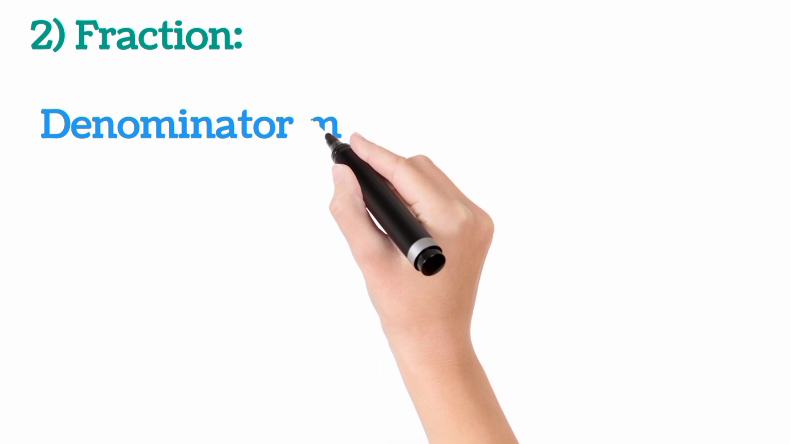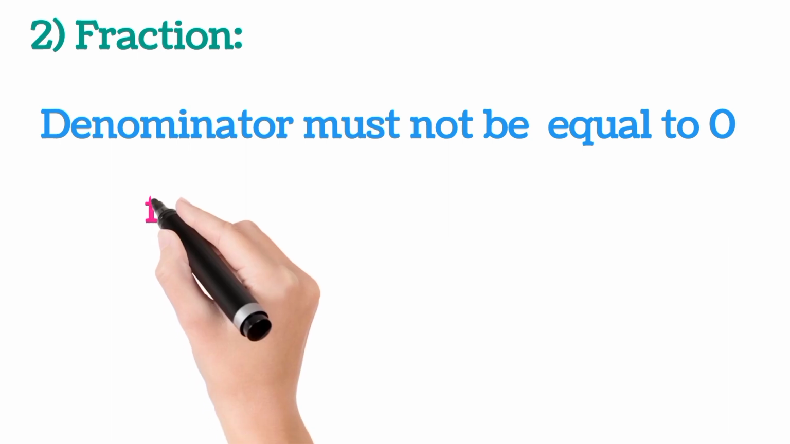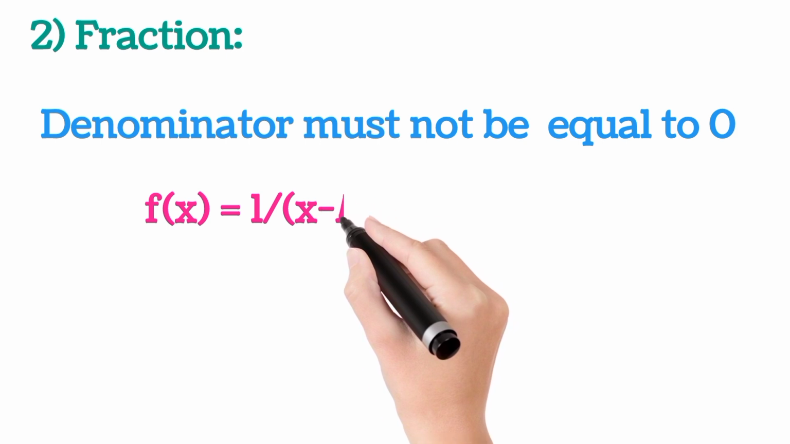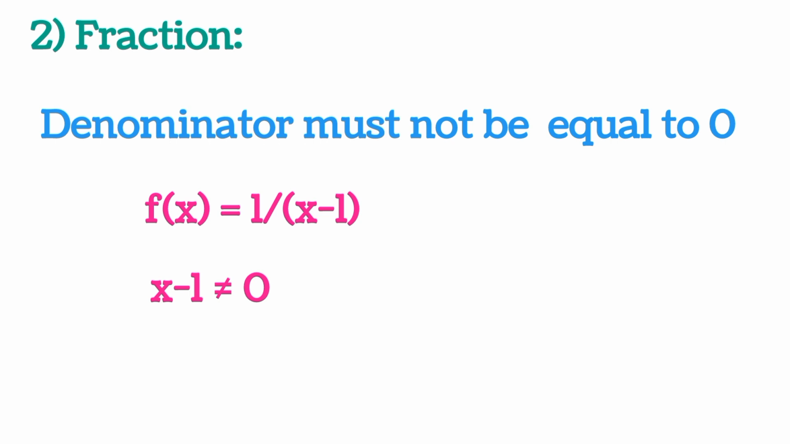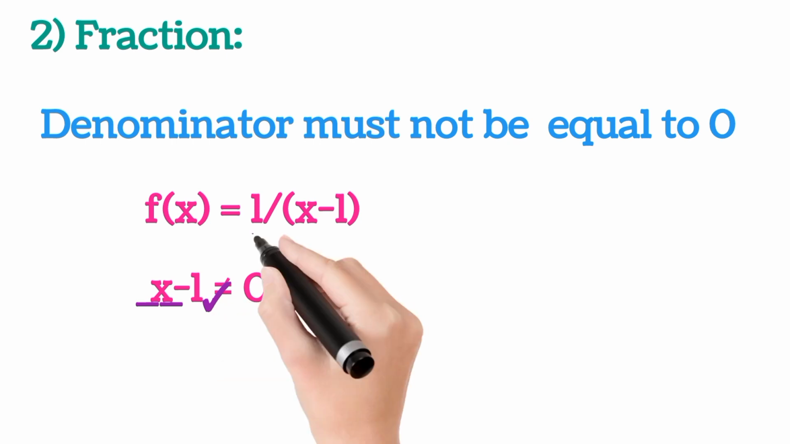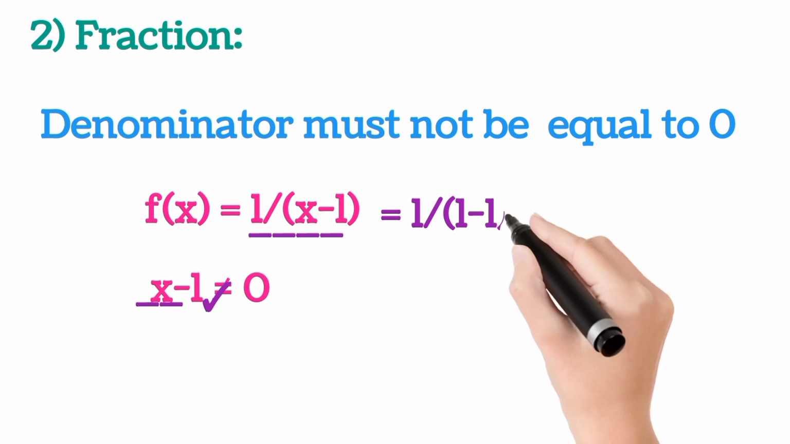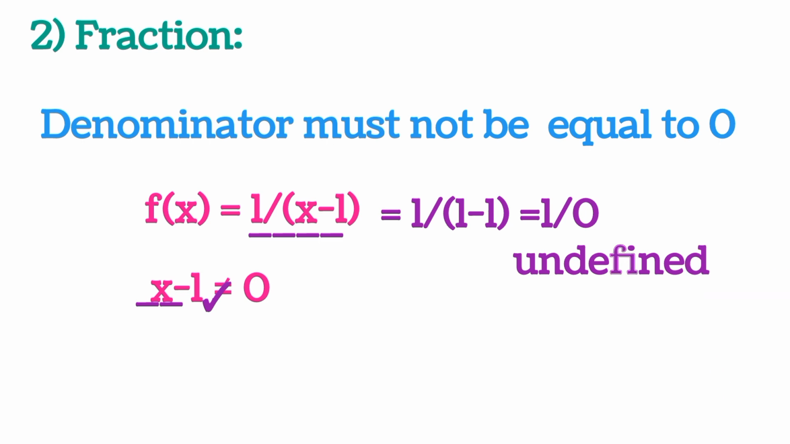Now the second restriction is, if we have a fraction in the function, then the denominator must not be equal to 0. Suppose we have a function f(x) = 1 upon (x minus 1), then x minus 1 must not be equal to 0, because if x is 1, then this will become 1 upon 1 minus 1, that is 1 upon 0, which is undefined. So the function will become undefined.